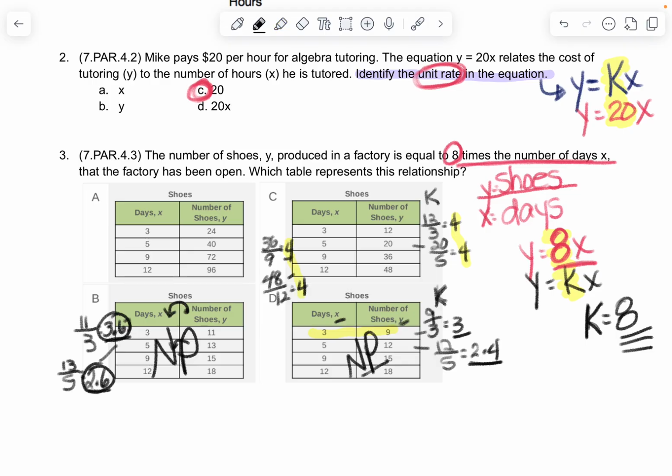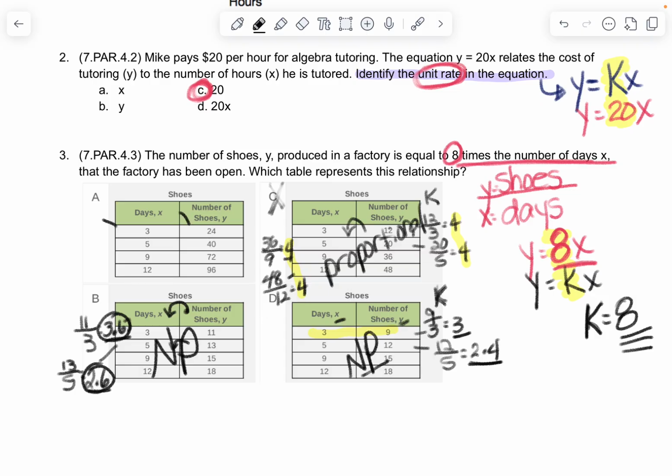I did Y over X. For each one of those, they all gave me 4. So that is a proportional relationship, but it's not what I'm looking for because I'm looking for 8. So this is proportional, but it's not what I'm looking for because it's not 8. So look at answer choice A, and let's look at how that is the answer.